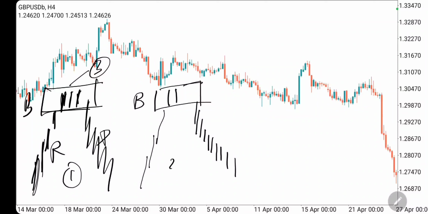Demand and supply zones are one of the best ways to trade the forex market. Identifying and trading demand and supply zones is one of the best ways you can trade the forex market. In fact, one of the best strategies to use while trading the forex market is trading demand and supply zones.